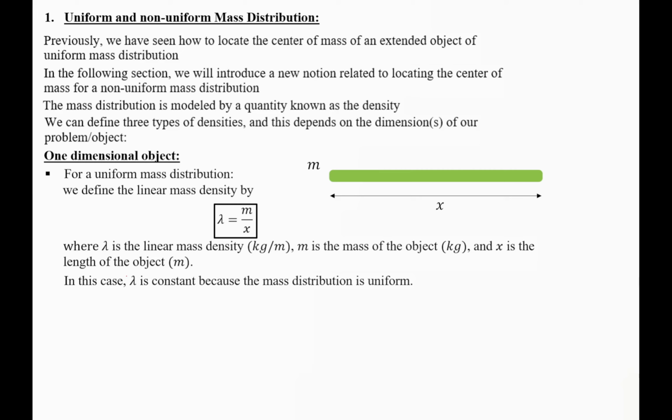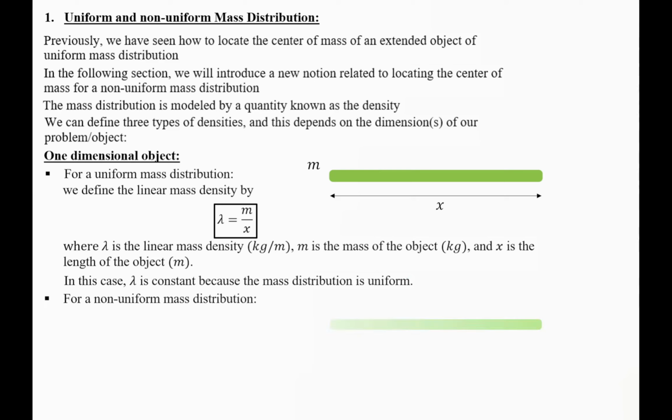Why is lambda constant here? Lambda is the linear mass density, which gives us information about the mass distribution. Because we're assuming this is uniform, and uniform means the same, the mass at all points along this object is concentrated the same. For this reason, lambda in this case is constant simply because the mass distribution is uniform.